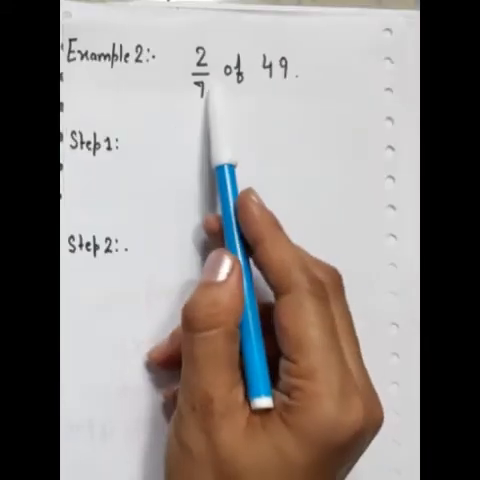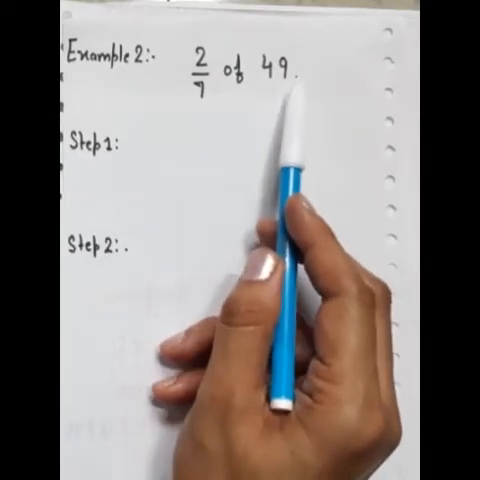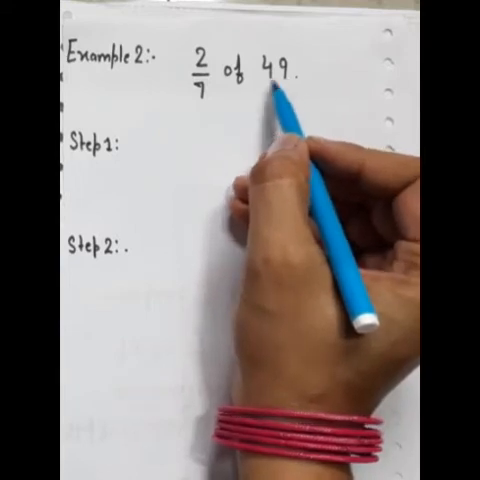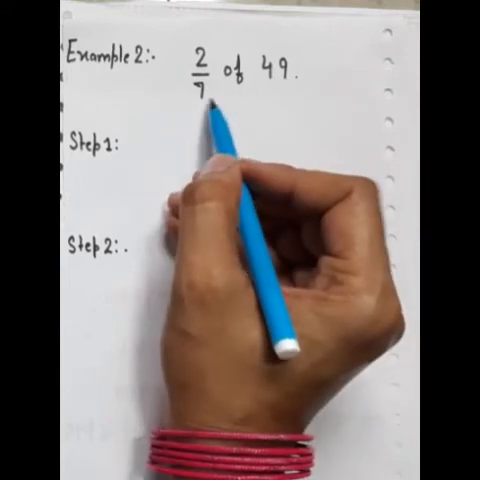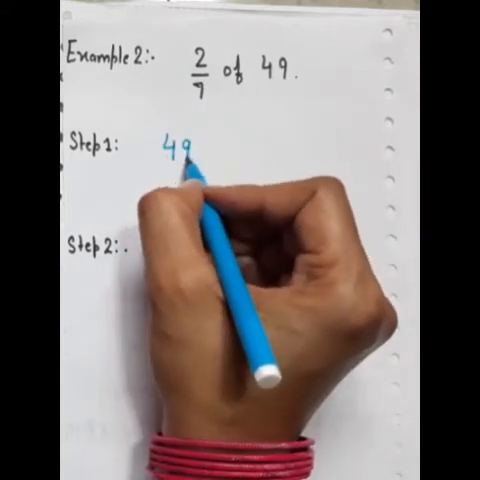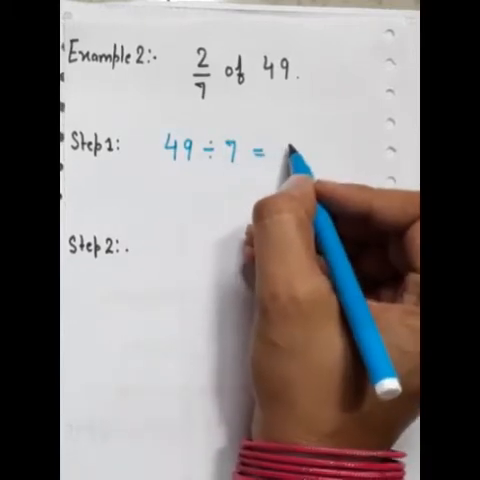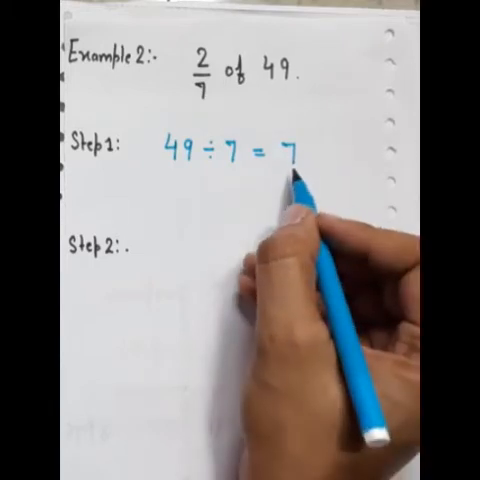So your example is 2 by 7 of 49. Okay. So I told you that your first step will be dividing this whole number with the denominator of the fraction. So you will divide 49 divided by 7. And when you divide these two, what is your answer coming? Very good. 7 7s are 49. So your quotient is coming 7 over here.